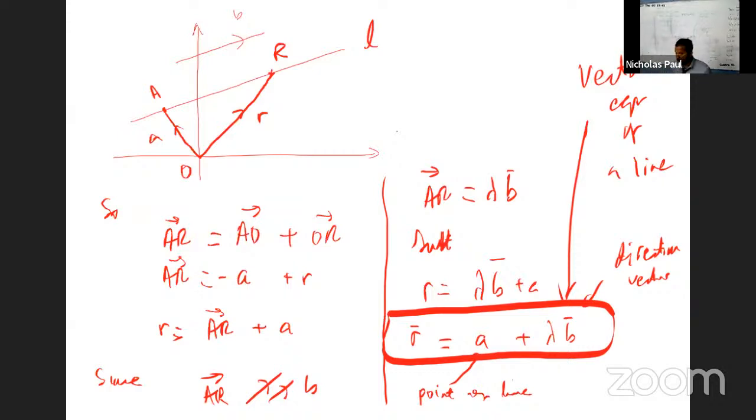Are you okay with that? So now we're going to use that vector equation, R is equal to A plus lambda B, to obtain any equation. That's the general form.